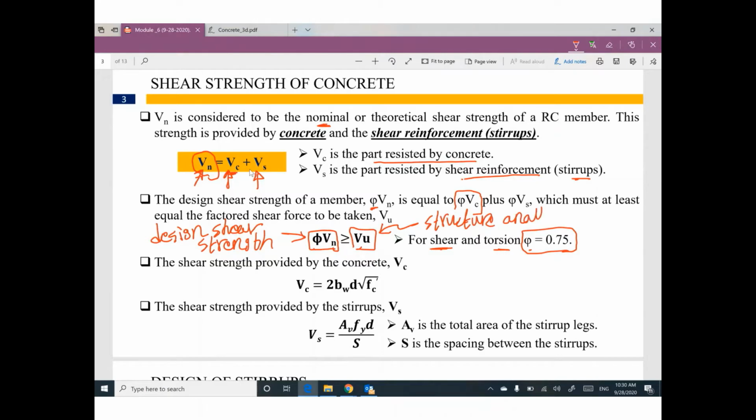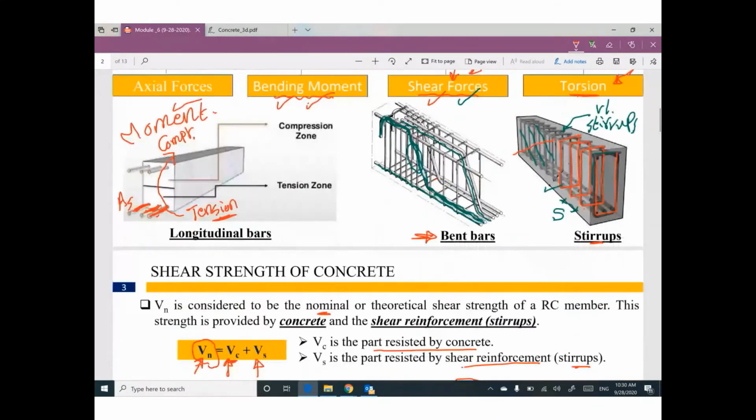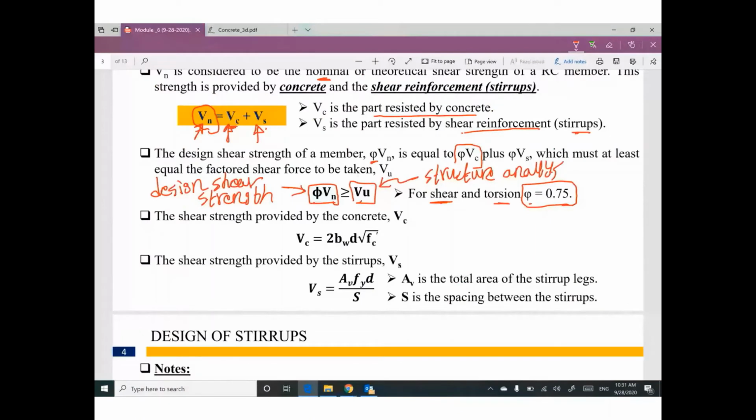Structure analysis. I told you from structure analysis, we have something called shear force diagram. So this shear force diagram will give you V ultimate. These equations will give you phi Vn. All the time, your ultimate shear from structure analysis must be smaller than or equal to this design strength to be safe.